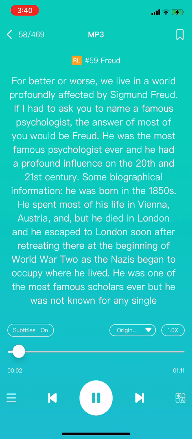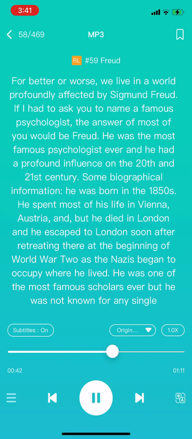For better or worse, we live in a world profoundly affected by Sigmund Freud. If I had to ask you, name a famous psychologist, the answer, most of you, would be Freud. He's the most famous psychologist ever, and he's had a profound influence on the 20th and 21st century. Some biographical information: he was born in the 1850s. He spent most of his life in Vienna, Austria. But he died in London, and he escaped to London soon after, retreating there at the beginning of World War II, as the Nazis began to occupy where he lived.